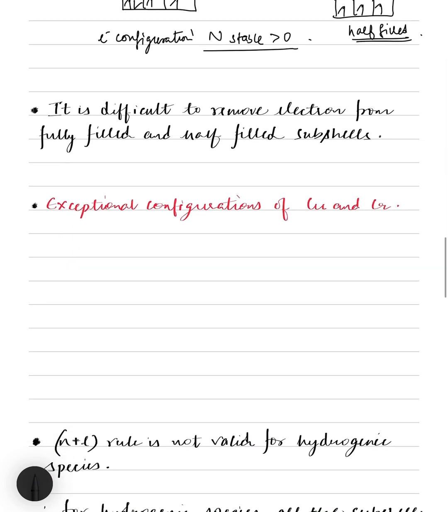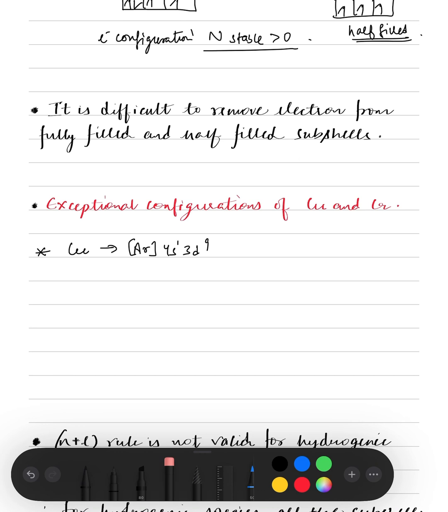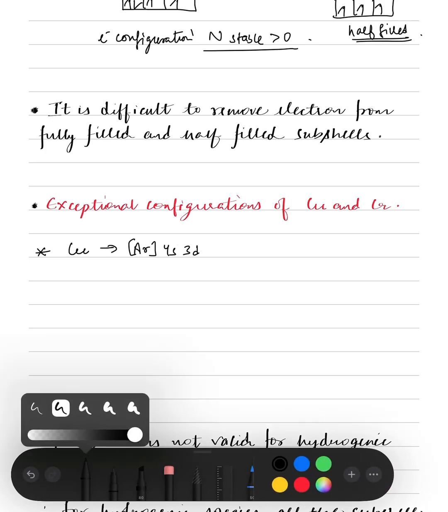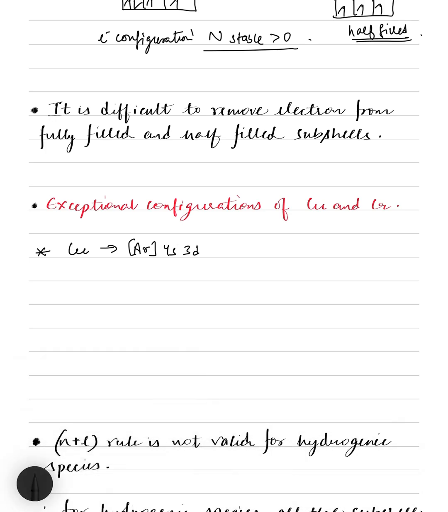Next point is exceptional configurations of copper and chromium, which we were discussing earlier. In the case of copper, the configuration is [Ar] 4s1 3d9. This is the configuration which we had written, right? So why do we get the exceptional configuration in the case of copper?